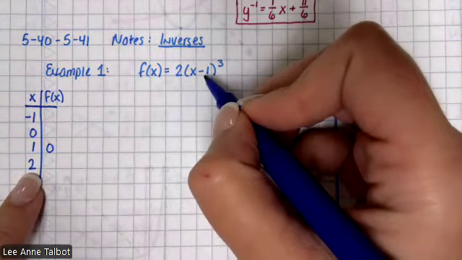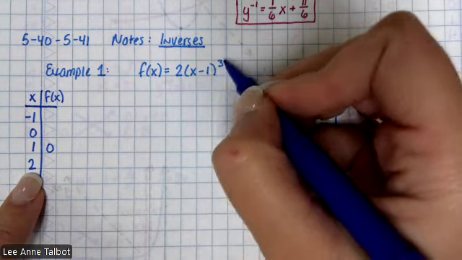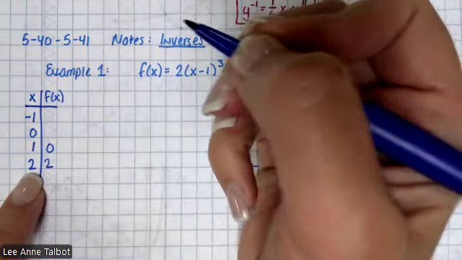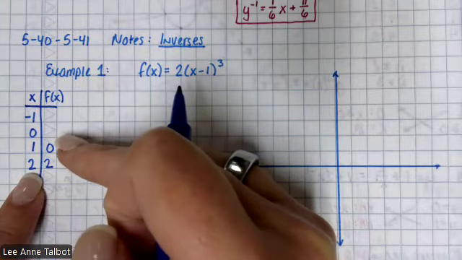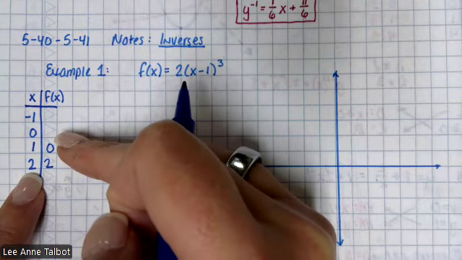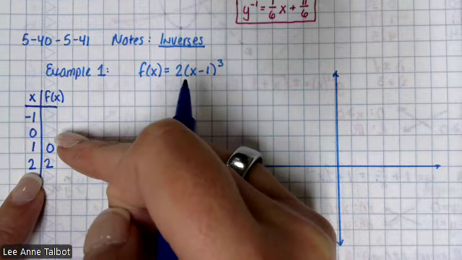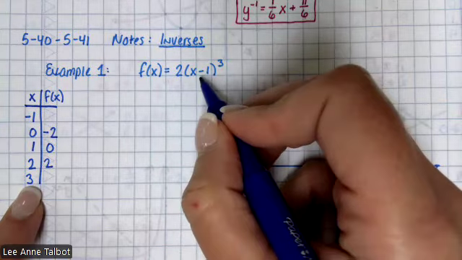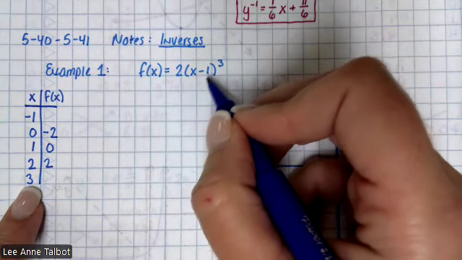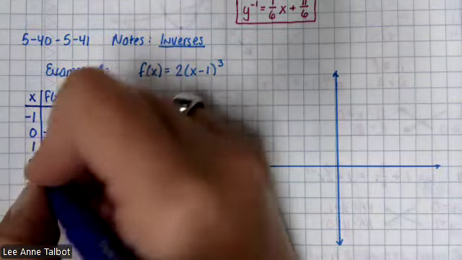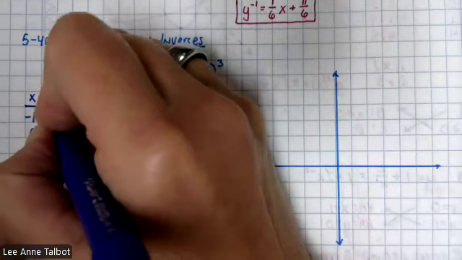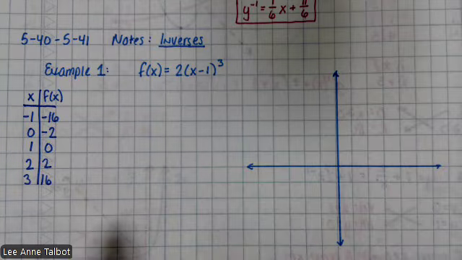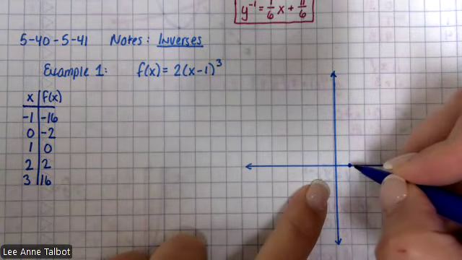Okay, 2 minus 1 is 1. 1 cubed is 1 times 2 is 2. Okay, and this is not going to be 2. Don't put a 2 here. Do you know what it is, though? -2. Okay, 3 minus 1, 2. 2 cubed is 8 times 2 is 16. We probably won't graph that, but we'll use it just to make sure that we're going in the right direction. Okay, so 1, 0 is here.